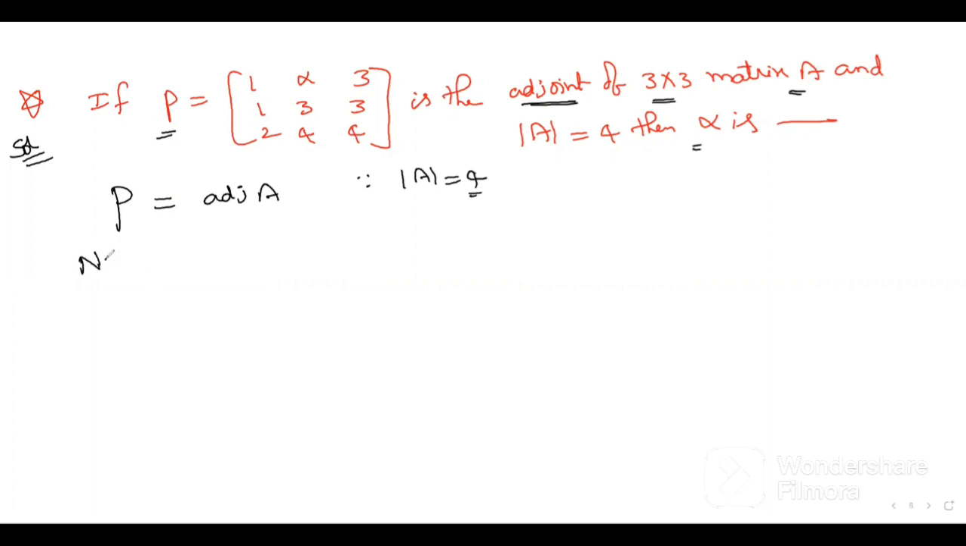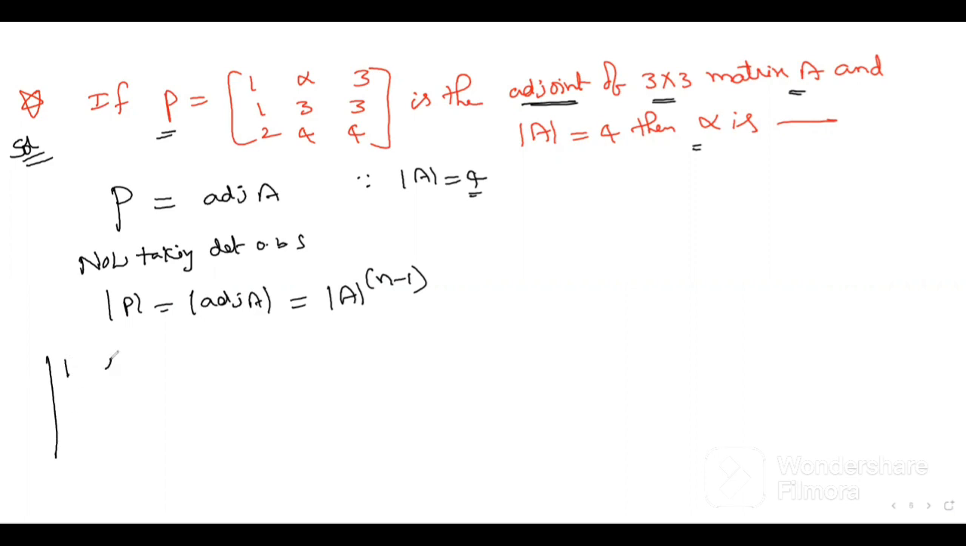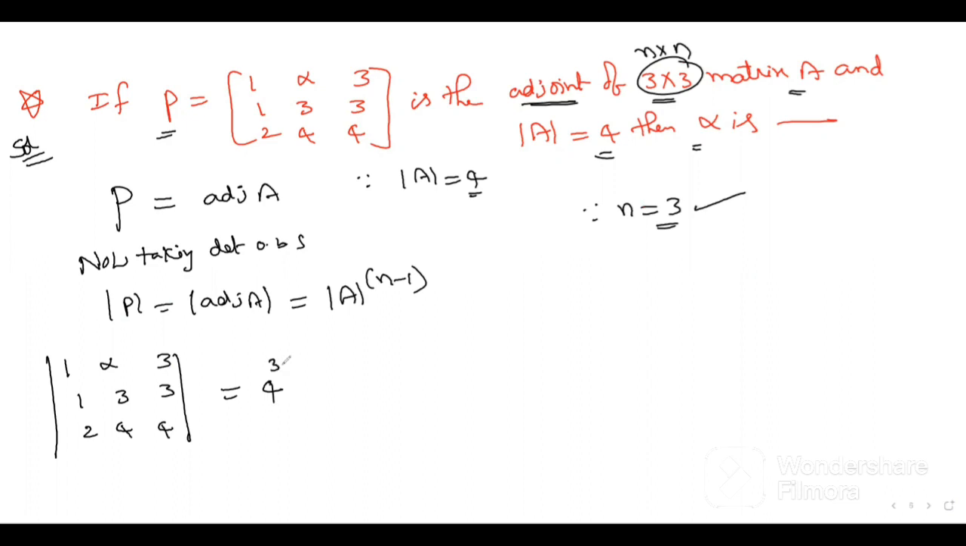So now taking determinant on both sides, we get delta of P is equal to delta of adjoint of A. For delta of adjoint of A, we have the formula delta A power n minus 1. Delta of P, the P matrix already given in the statement: 1, alpha, 3, 1, 3, 3, 2, 4, 4 is equal to delta of A, value 4 from the statement, to the power n. n is the order of the matrix, this is an n by n square matrix, n is equal to 3. So 4 to the power 3 minus 1.